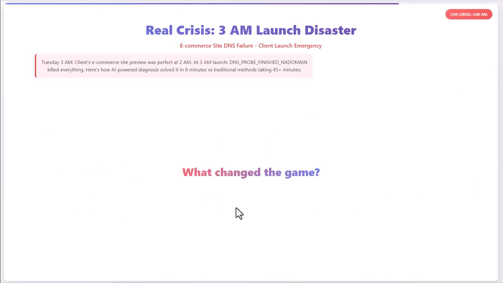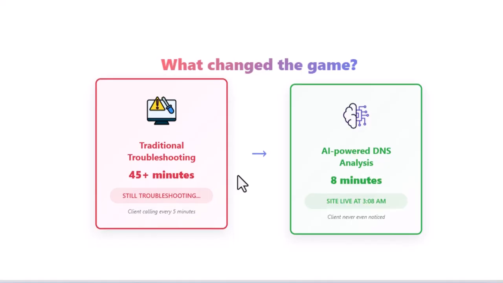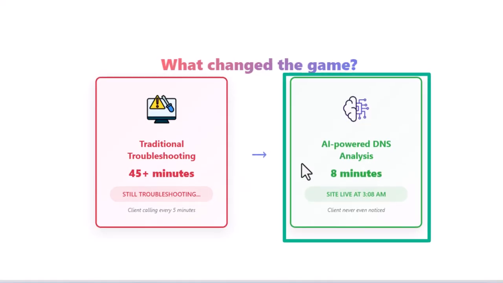But here's what changed the game. Instead of spending hours troubleshooting blindly like I used to, I used AI-powered DNS analysis and fixed it in 8 minutes flat. Let me show you exactly how I did it and why this approach beats traditional troubleshooting every time.